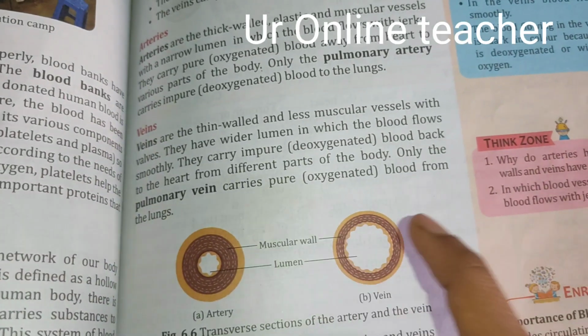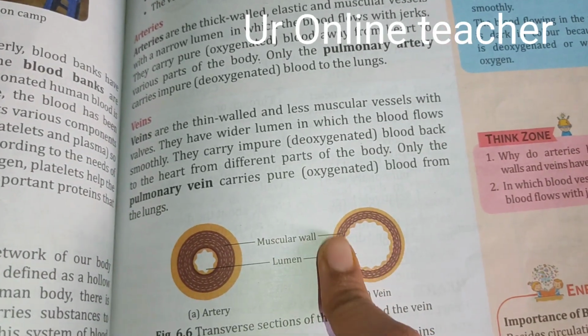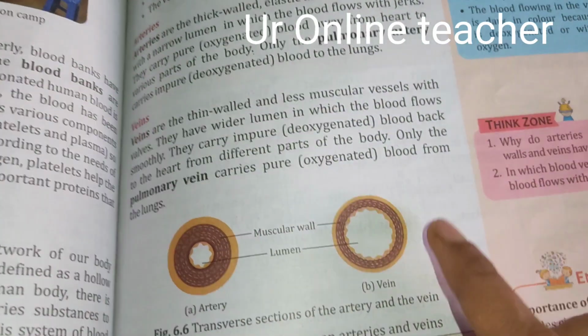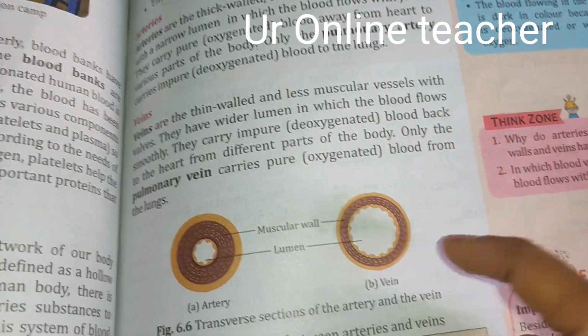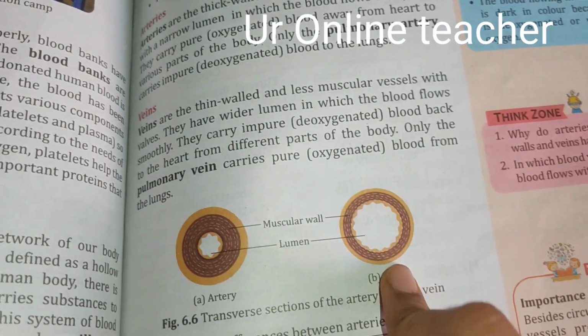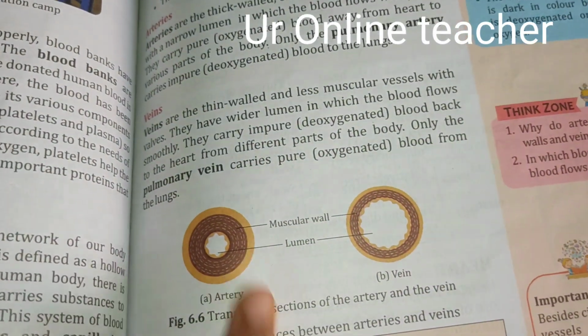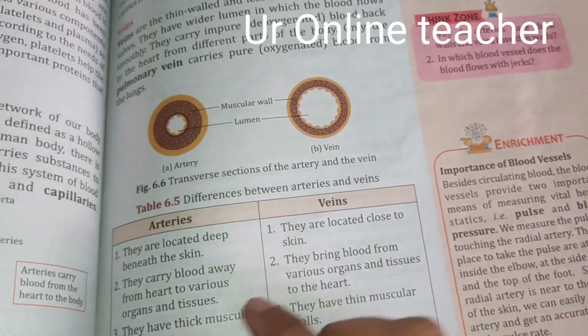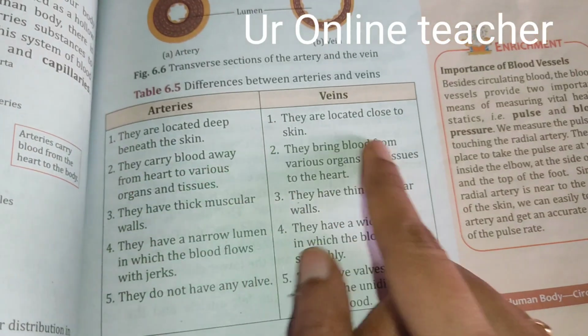Then veins, these are thin walled with less muscular walls. They have a wide lumen in which blood flows smoothly. They carry impure, means deoxygenated blood which doesn't have oxygen, from different parts of the body. Only the pulmonary vein carries oxygenated blood from the lungs. Then the difference between arteries and veins is given.